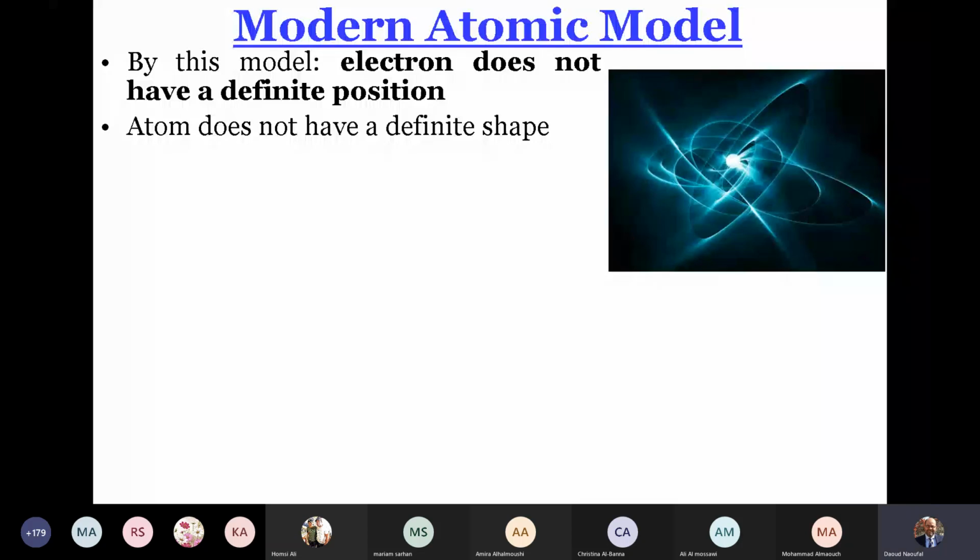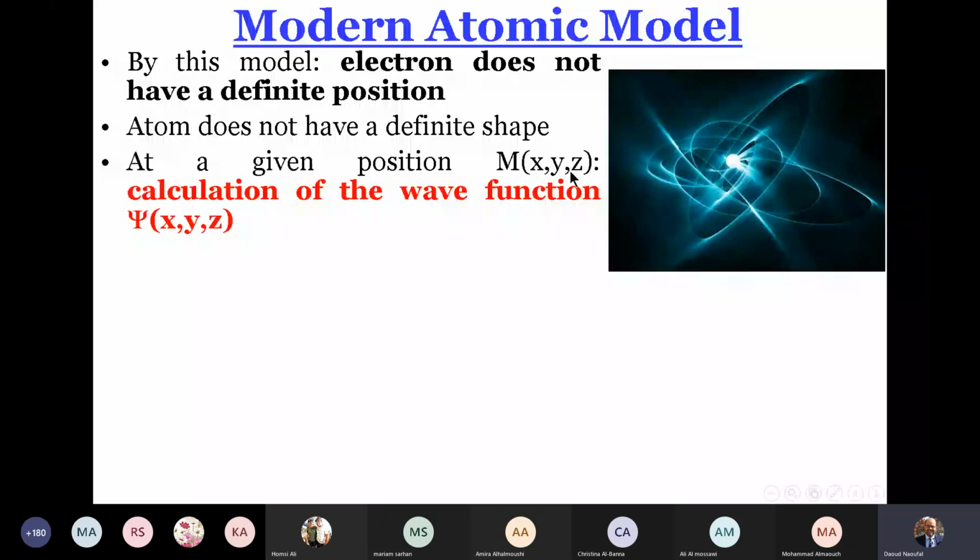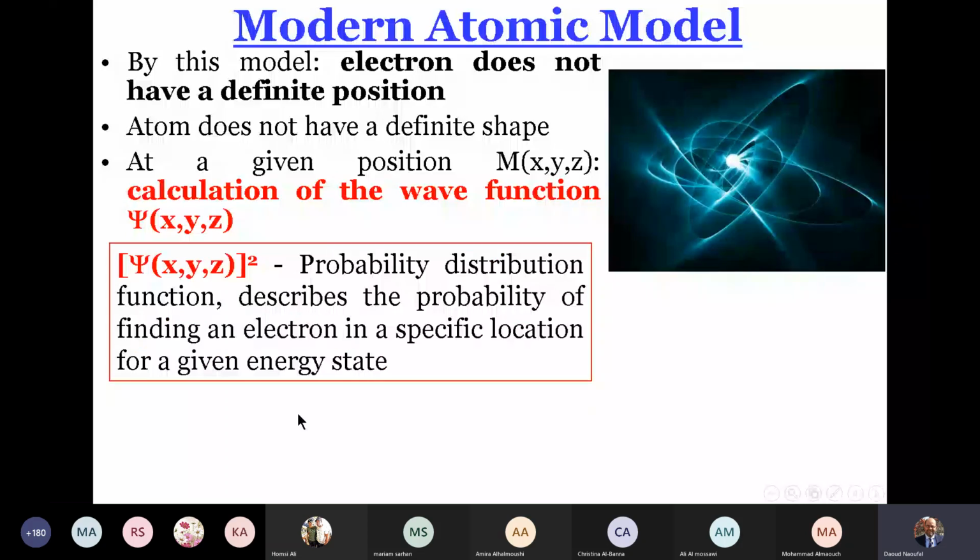At a given position x, y, z from the nucleus, we choose a point or we choose some points. We can calculate the wave function at this point according to Schrodinger equation. So psi square is called the probability distribution function, and it describes the probability of presence or finding the electron at this specific location for a given energy state. And as we said, this probability might be between 0 and 90%.